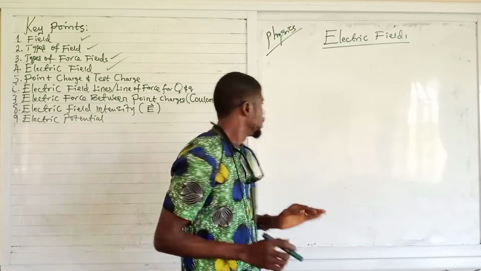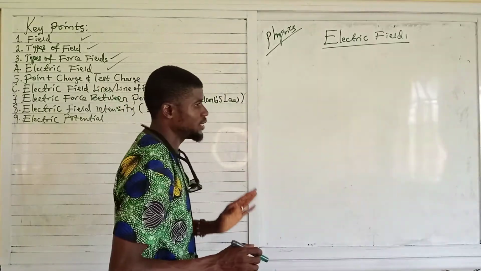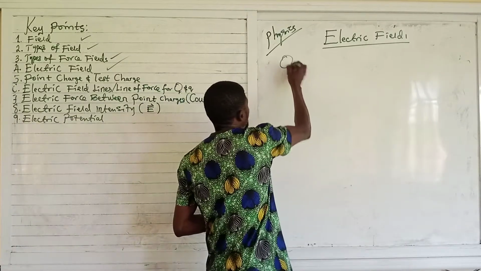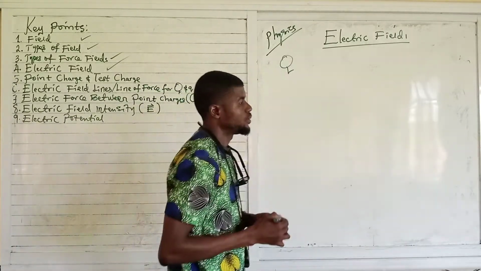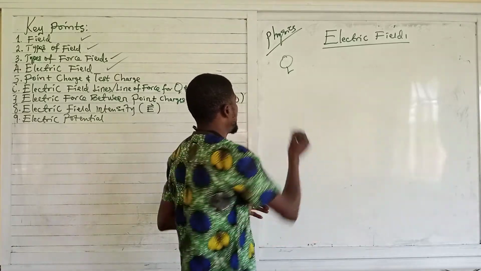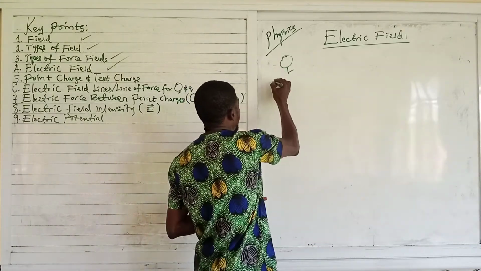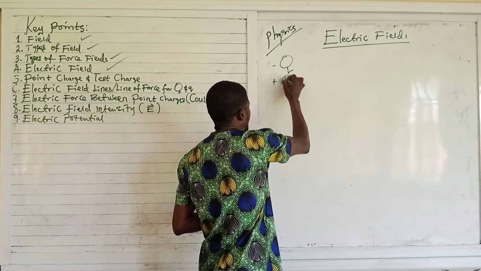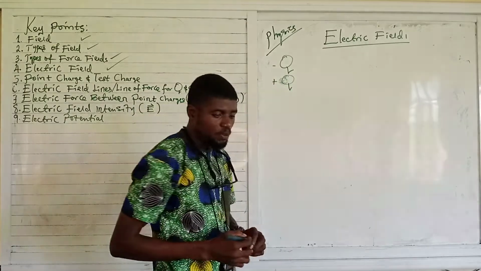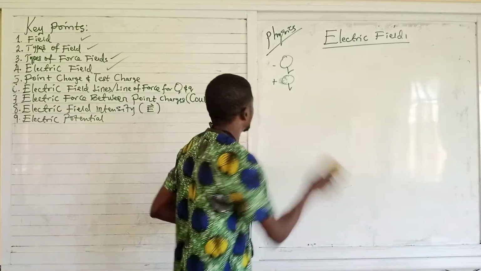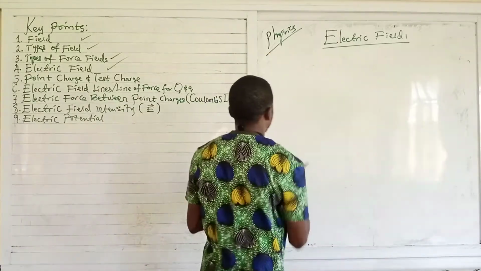As simple as that. And a point charge is denoted with a capital Q. If it's a negative one, the negative sign will be placed there. And if it's a positive one, you're going to have a positive sign placed there. What do you mean by a test charge?